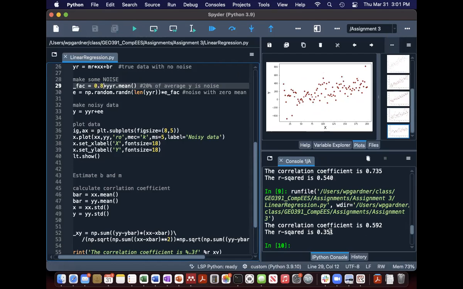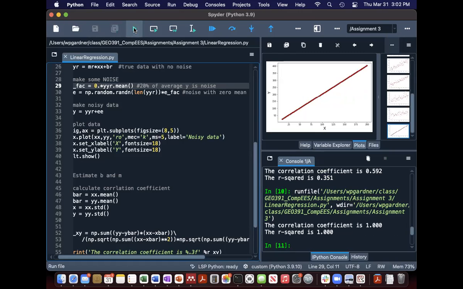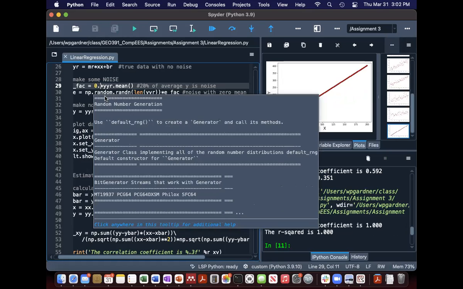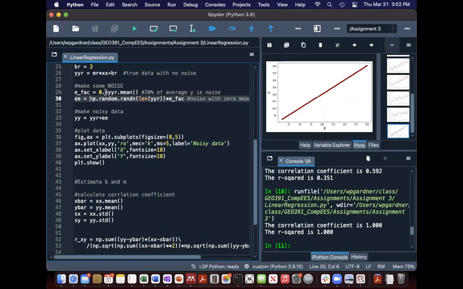So play around with this. This is good intuition forming. If I make it 0, I'm going to get a perfectly straight line and my R squared is 1. So if my error is 0, I get a perfectly straight line and I get an R squared of 1.